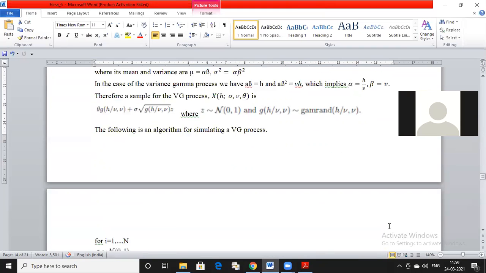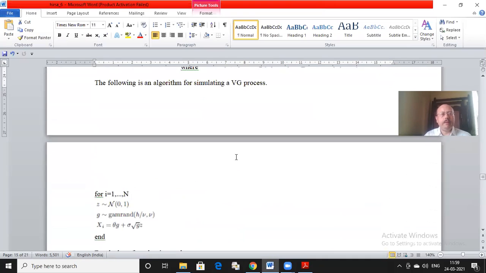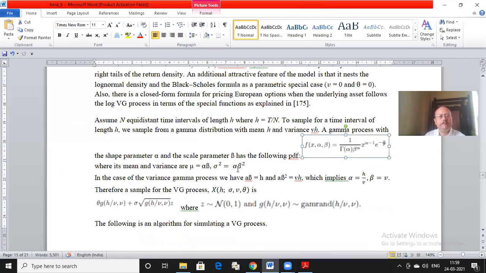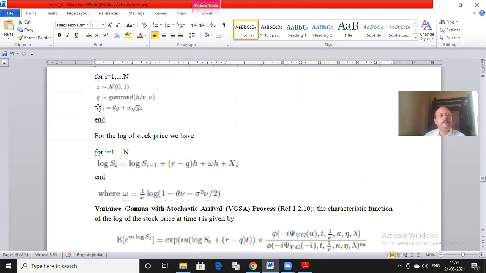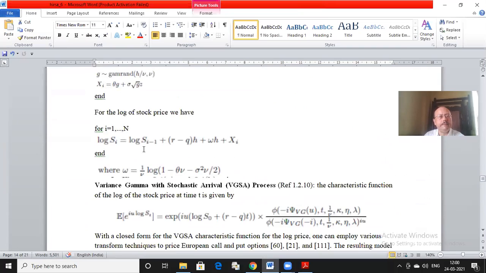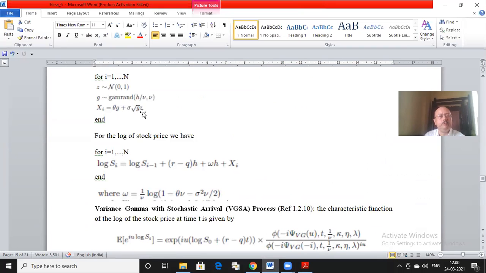Right. So this is a simple algorithm for simulating this process. Whatever we have discussed so far, this is the pseudo code for that. For i equal to 1 to capital N, because I want capital N many such samples: Z_i sample from normal(0, 1), G_i sample from gamma random variable with h by nu comma nu, and xi is generated as theta g plus sigma root g z.